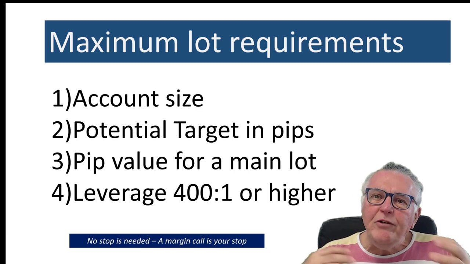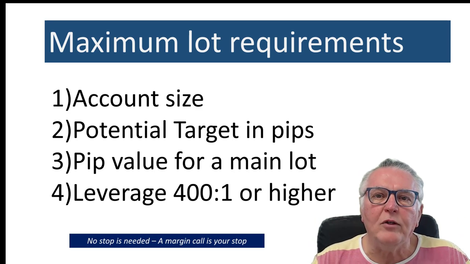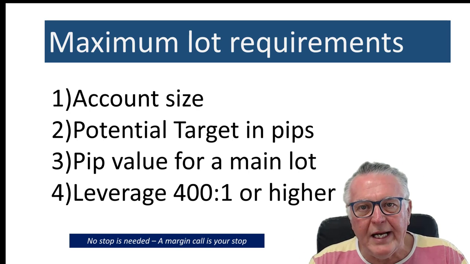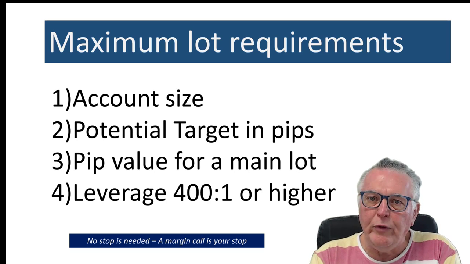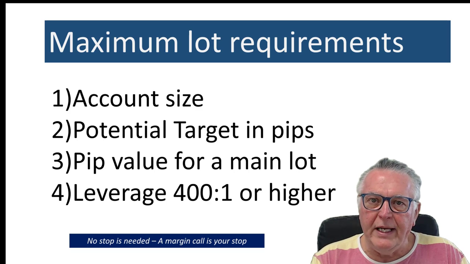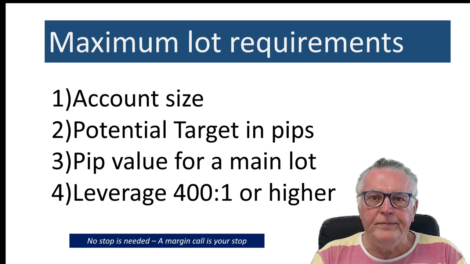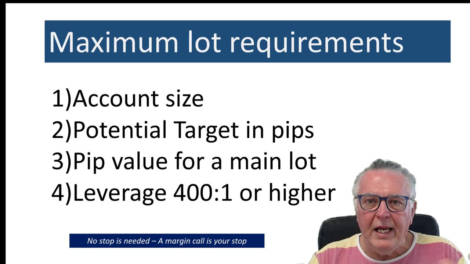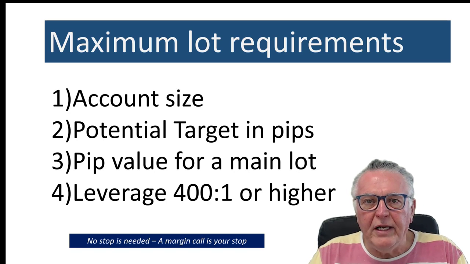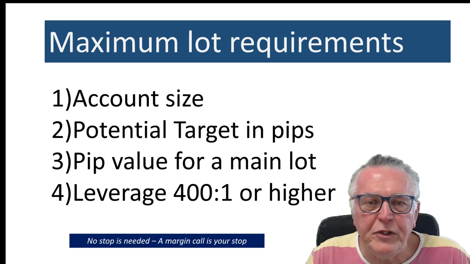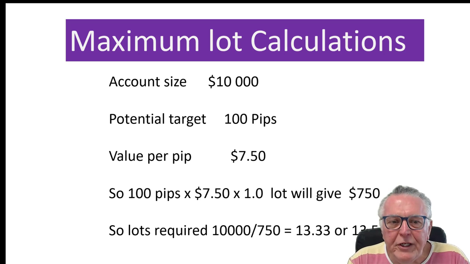And you need to use a special account which has got high leverage. 400 to 1 is most probably the cutoff point. 100 to 1, you will battle to do this activity. You need a 400 to 1 account type. Now, there's a lot of those around, and I certainly have access to a lot of live accounts on that particular leverage. So the calculation is very simple.